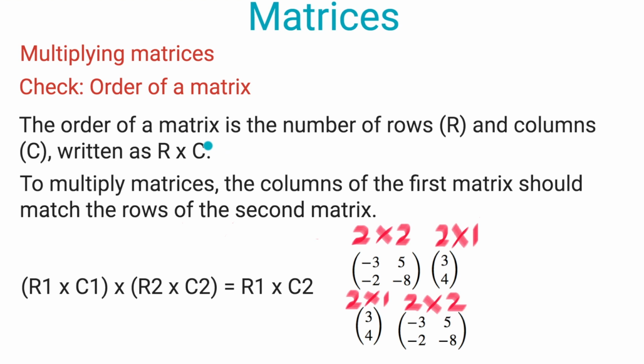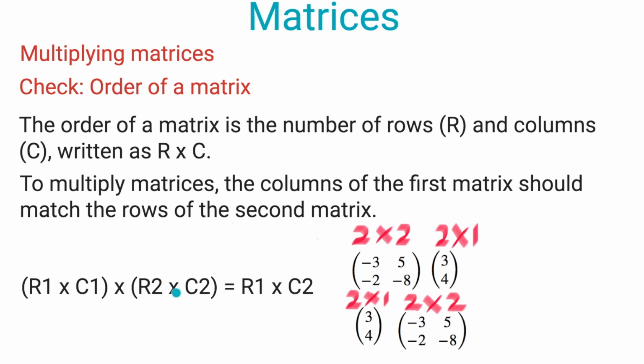Before you multiply, you also need to see if the two matrices are compatible. So the columns of the first matrix should match the rows of the second matrix. Here I used this short form to help you easily see how they're compatible. R1, C1 represents the order of the first matrix. R2, C2 represents the order for the second matrix.